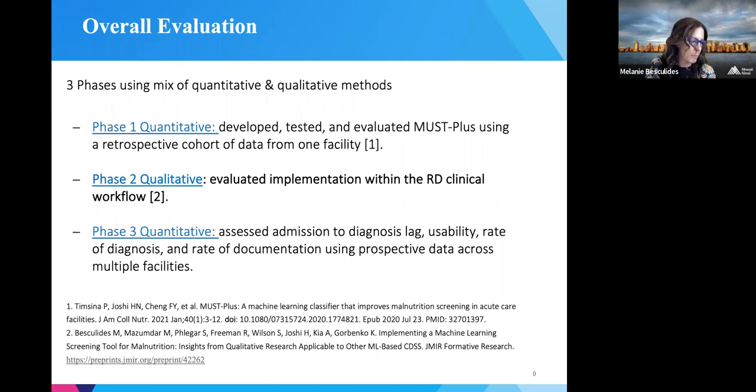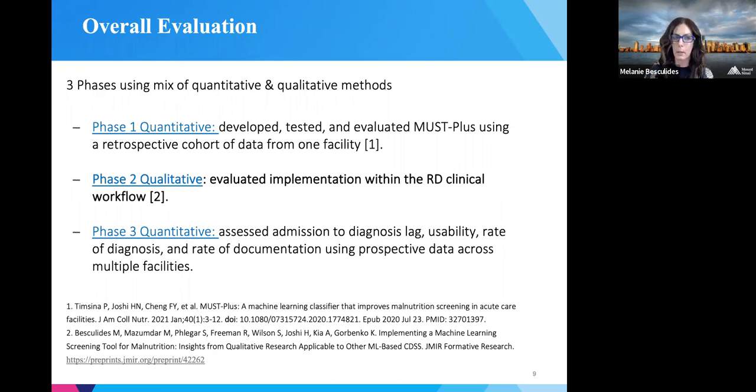It's done automatically. And when I say it's superior, the data were quite clear. In terms of the AUROC, it was 75% higher than MUST. In terms of sensitivity, 30% higher, specificity, 6% higher. And in terms of the F1 score, 40% higher. So it was very clearly a better tool than what we were using.